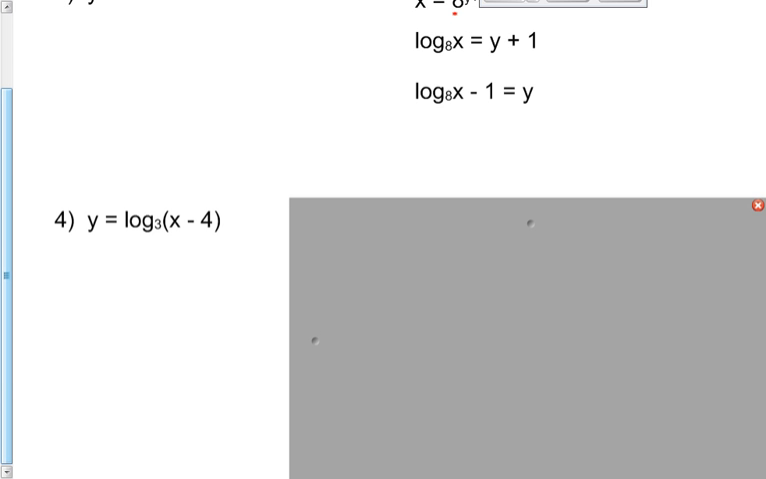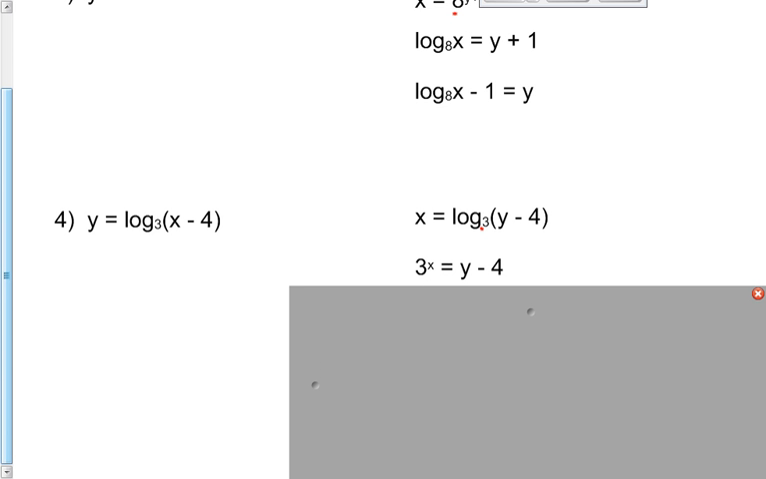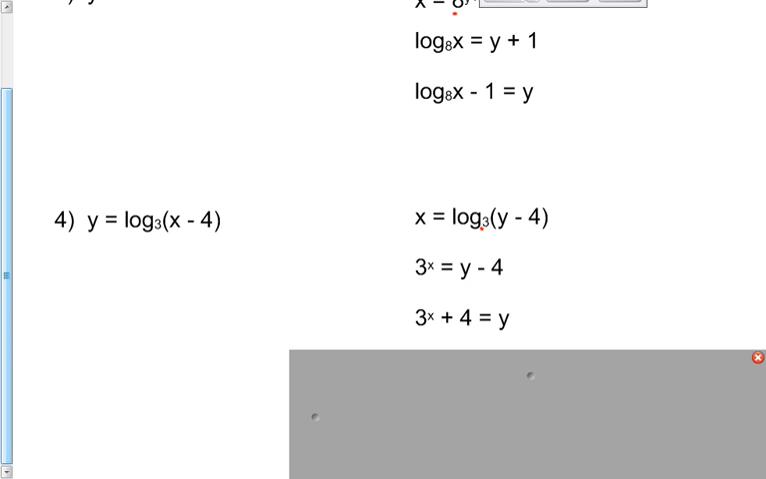Your second one, y equals log base 3 of x minus 4. The first thing we do again is swap our letters. X equals log base 3 of y minus 4. Now this one is in log form, so to solve for y, I have to take it out of log form and put it into exponent form. 3 is my base. 3 to the x equals y minus 4, and then just move your 4 to the other side. 3 to the x plus 4 equals y.